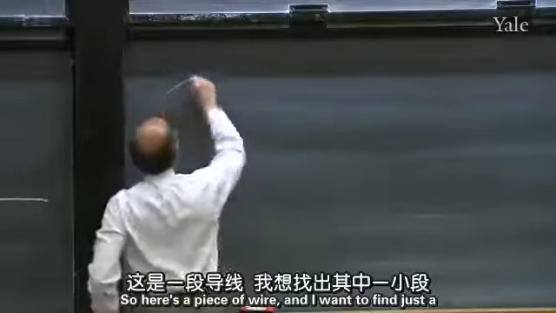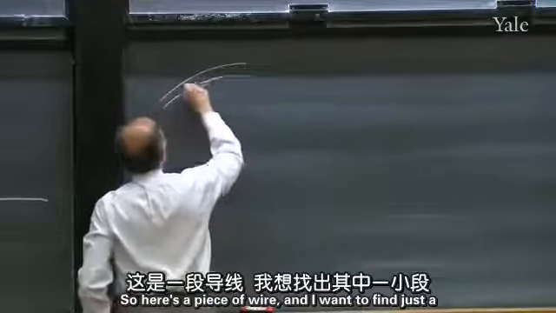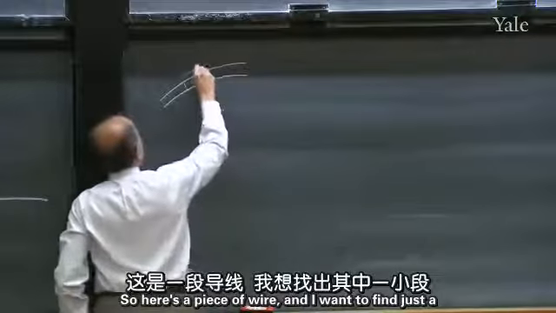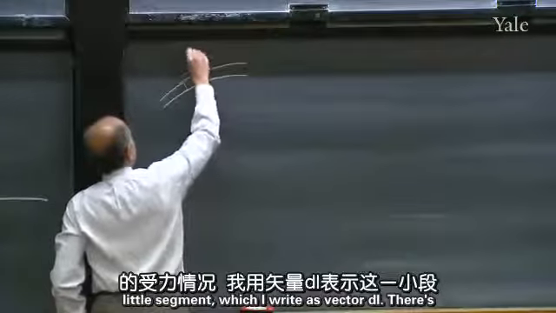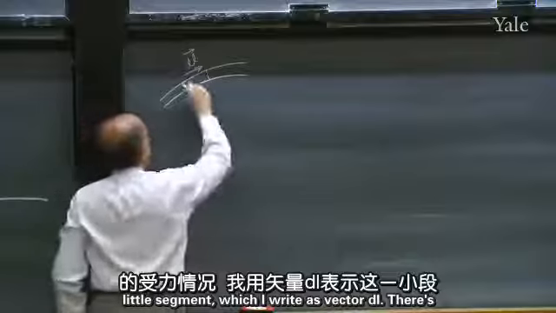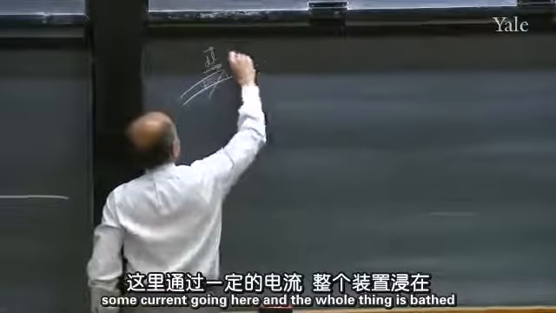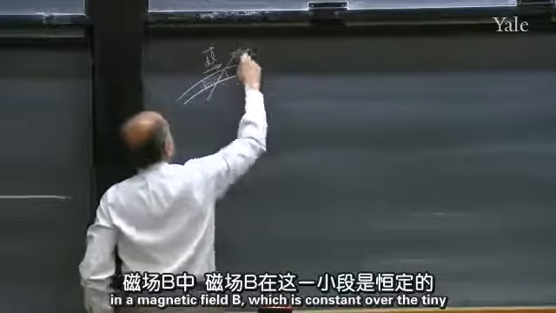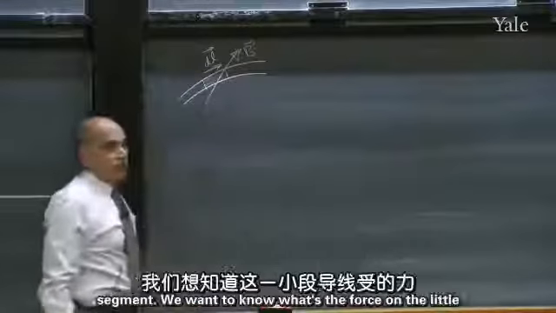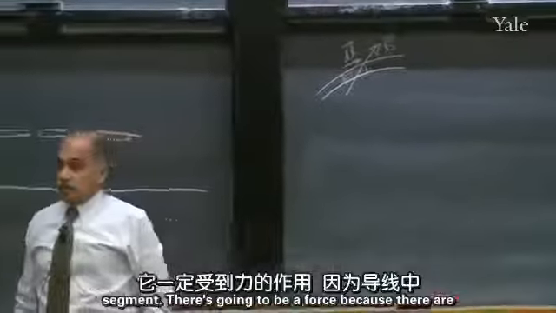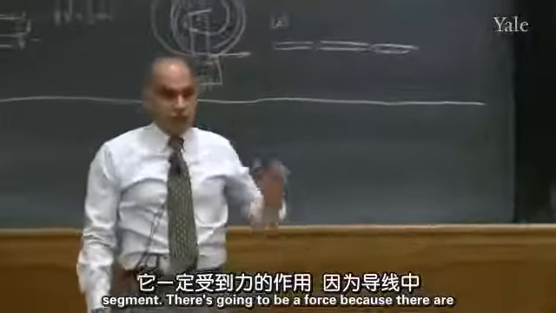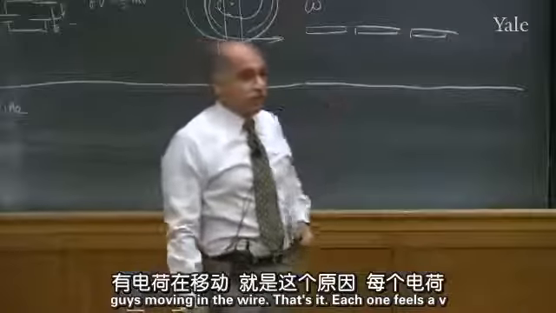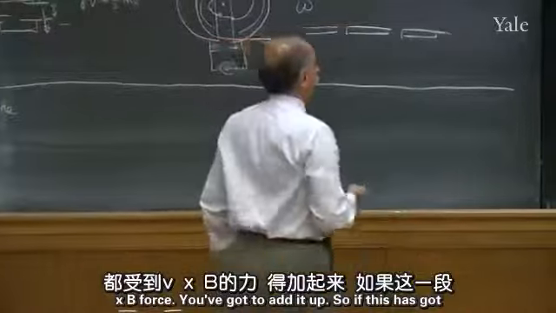So here's a piece of wire. And there's a little segment which I write as vector dl. There's some current going here, and the whole thing is bathed in a magnetic field B, which is constant over the tiny segment. We want to know what's the force on the little segment. There's going to be a force because there are charges moving in the wire. Each one feels a V cross B force. You've got to add it up.